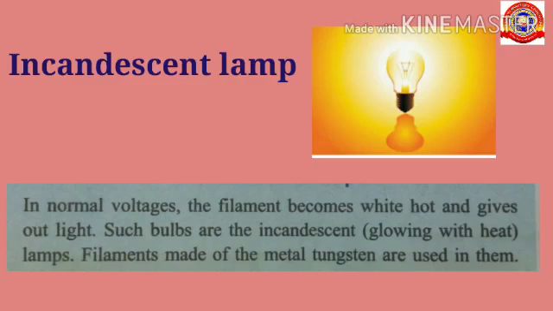In normal voltages, the filament becomes white hot and gives out light. Such bulbs are the incandescent lamps. The word incandescent means glowing with heat, that we already know. When these lamps are lighted, a small amount of heat is produced. Okay? Students, did you see a small thread-like wire inside the lamps? Yes, that thread-like wire is a metal named tungsten. Filaments made of the metal tungsten are used inside these types of lamps.